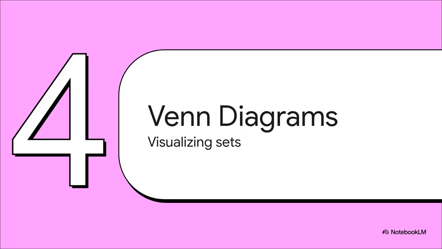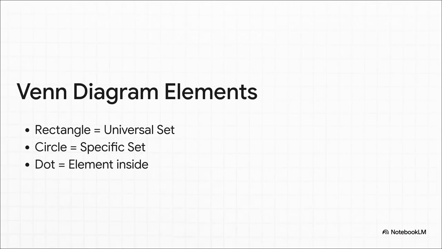Moving to Section 4, Visualizing with Venn diagrams. Time to draw this stuff out. Enter the Venn diagram. Named after logician John Venn, this visual code is actually incredibly simple once you grasp the 3 basic shapes. First, you've got the large rectangle. This represents literally everything you're dealing with in a given problem, the universal set. Inside that rectangle, you draw a circle to represent your specific set, like Set A or Set B. And finally, the elements themselves go inside the circle.